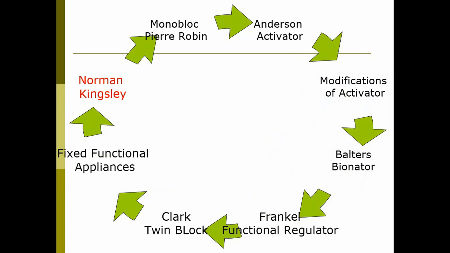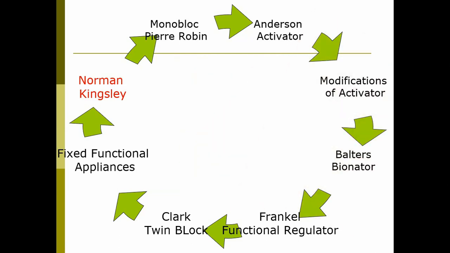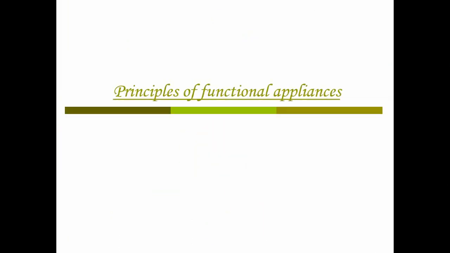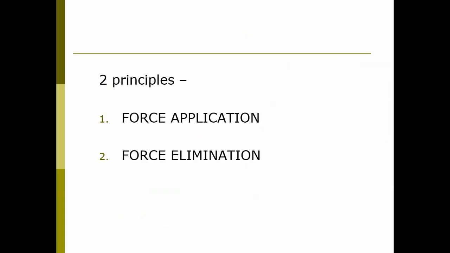Then later we realized that compliance was a big factor if we give removable appliances, so we switched over to our fixed functional appliances. So which one is this? Very, very flexible, just a spring. So this is your flexible fixed functional appliance. That's your Jasper jumper. So the basic principles of all your myofunctional appliances are just two principles: force application and force elimination.